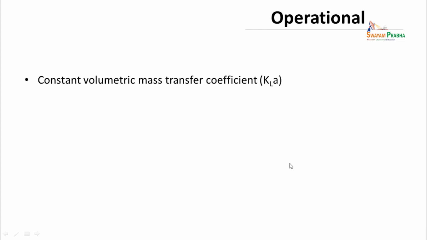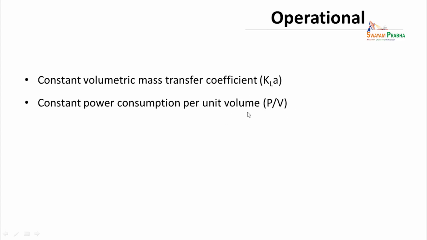For the operational similarity, we look for maintaining a constant KLA. We looked at KLA, and it's also an important scale-up parameter. We look for maintaining a constant volumetric mass transfer coefficient, or KLA, at the small and the large scales. We look for constant power consumption per unit volume, P by V. We look for constant impeller tip speed.